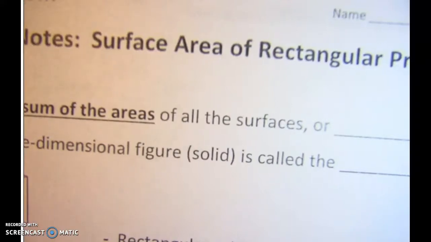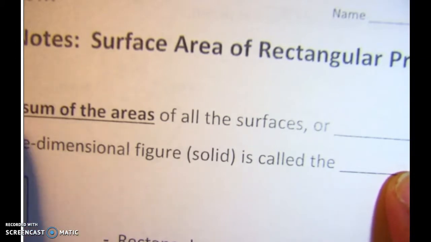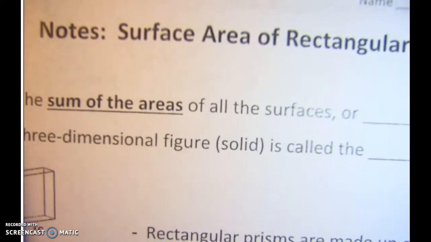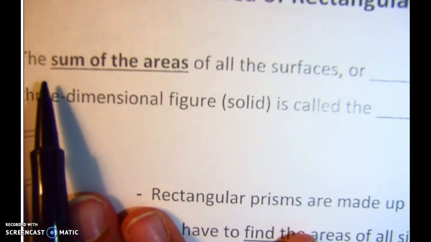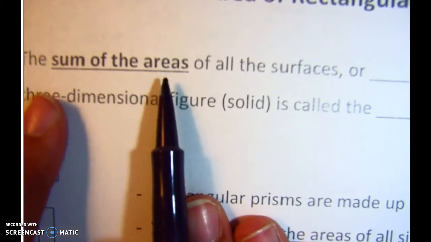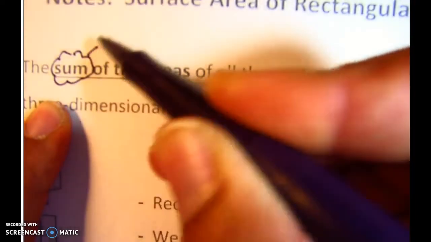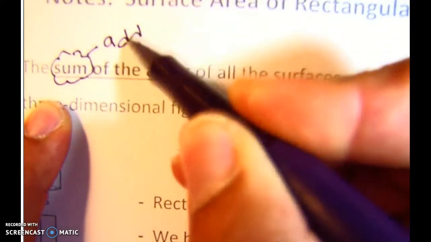So we've been studying volume in class, which is how many cubic inches can fit inside of a 3D object. Now we're looking at surface area. So we're looking at the outside surfaces. So the sum of the areas, sum is a math word that you should know means the answer when you add.